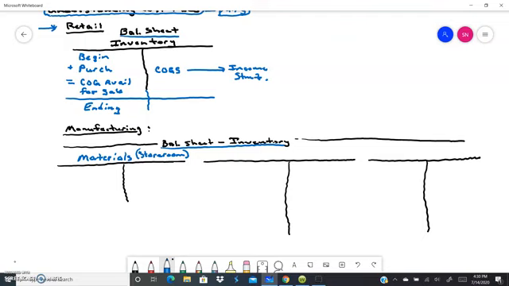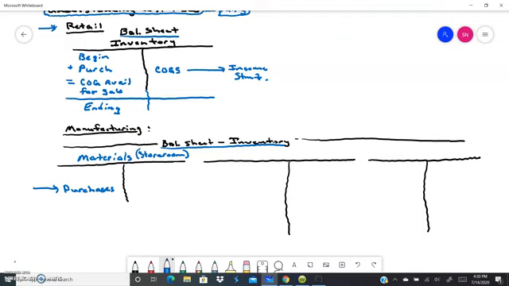Okay, so any purchases would be coming in, and that's the account where those purchases would be held. So we're going to purchase materials. If we did that, we would debit materials inventory, and we'd credit accounts payable. Okay, so not that unlike our retail inventory example up above.